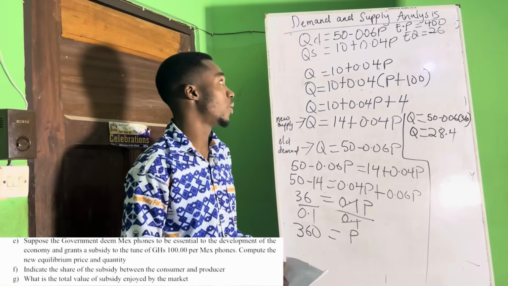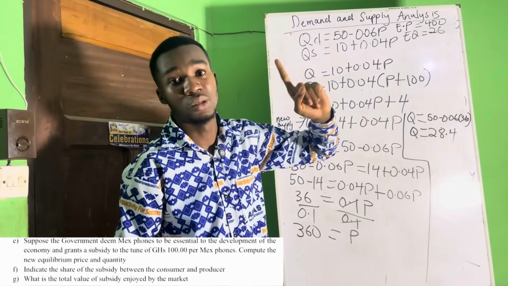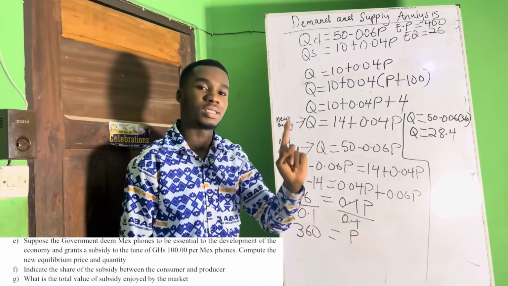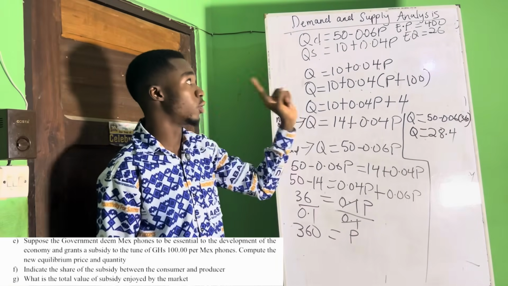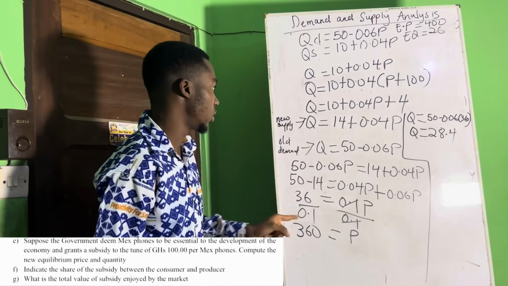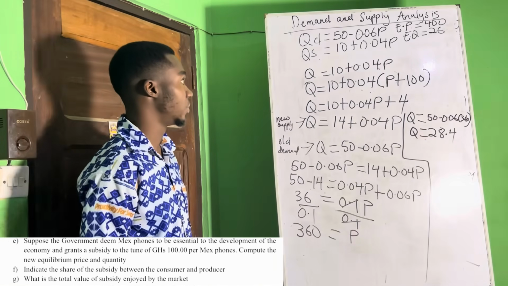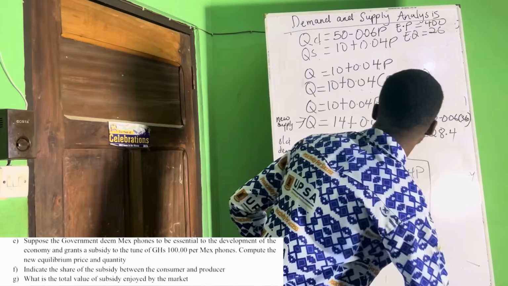You get it? So you realize that before the price was 400 cedis when the subsidy was not introduced. So it means before the subsidy was introduced, the consumers were paying 400 cedis. But now, when the subsidy was introduced, we got our price to be 360. What does that mean? Let me clean this part.